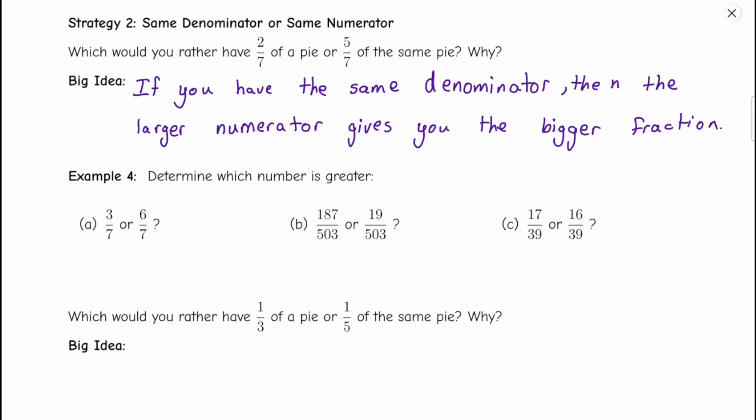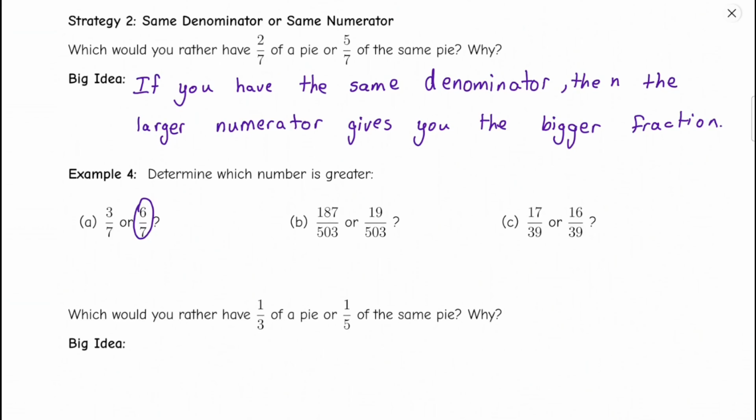So using this idea, determine which number is greater. 3/7 or 6/7? 6/7. 187 over 503 or 19 over 503? 187 over 503. Then is 17 over 39 or 16 over 39 larger? Well, 17 is larger than 16, so 17 over 39 is larger.